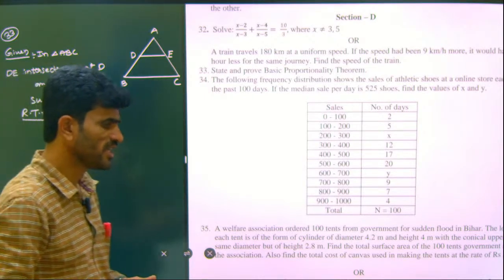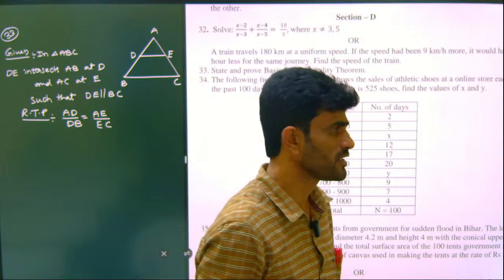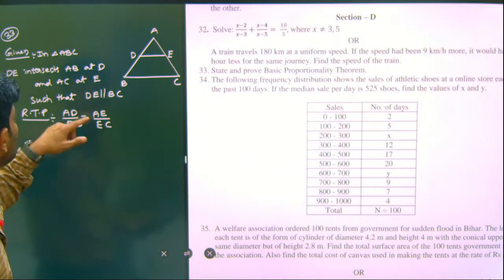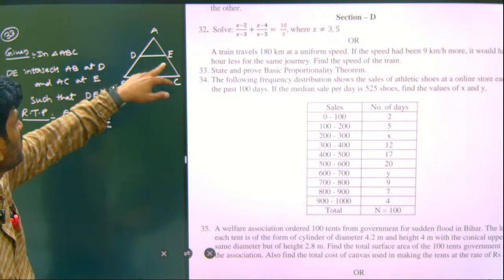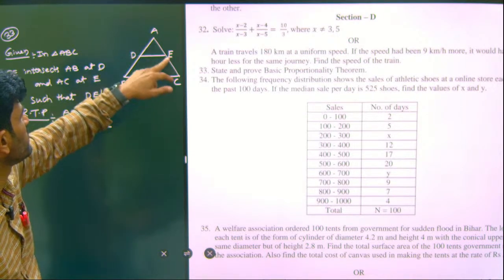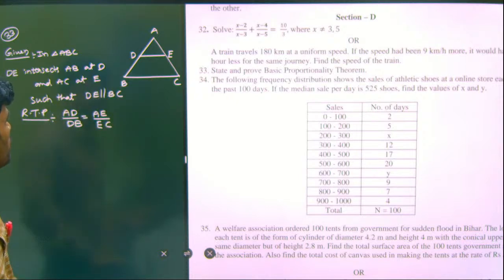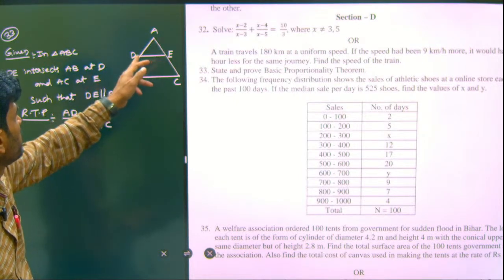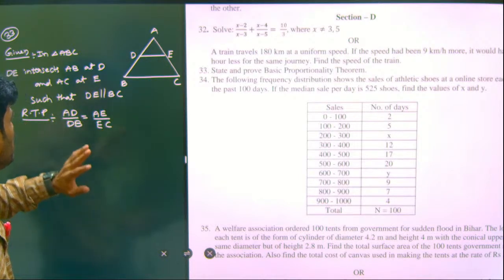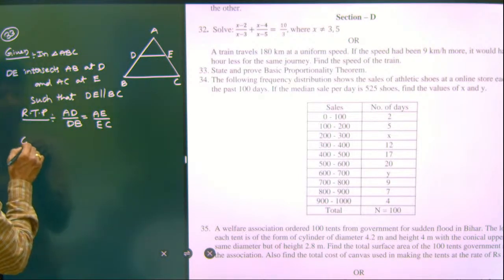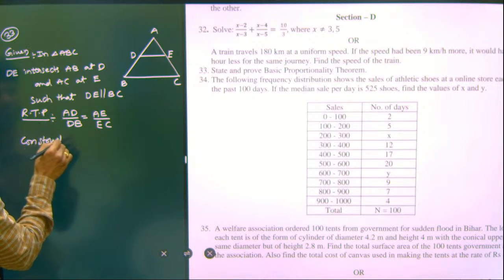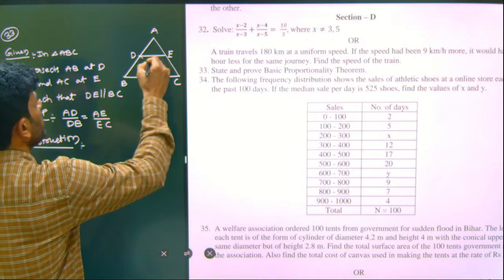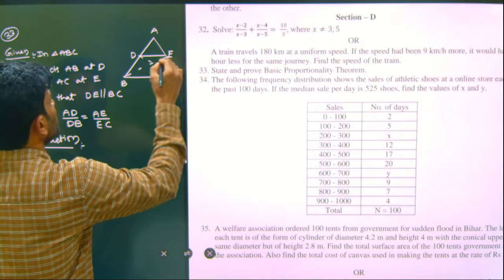In a triangle, if a line is drawn parallel to one side, intersecting the other two sides in two distinct points, then the other two sides are divided in the same ratio. That is the statement. Given, in a triangle, DE intersects AB at D and AC at E such that DE is parallel to BC. What do we have to prove? The other two sides are divided in the same ratio, meaning AD by DB is equal to AE by EC. After that we have to write the construction. What is the construction? We have to join DC and BE.